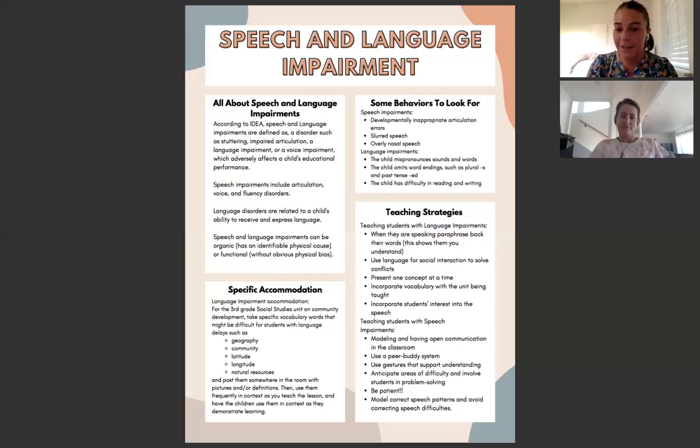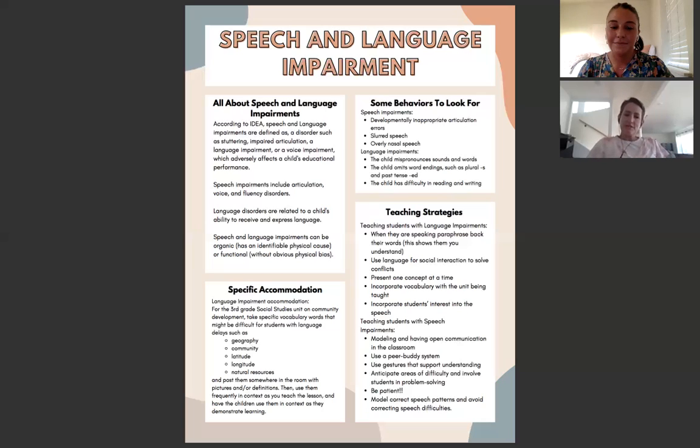And then incorporating students' interests into the speech. And then for speech impairments, modeling and having open communication in the classroom, using a peer buddy system, and using gestures that support understanding. And then being really patient with them is super important when you're a teacher of students with speech and language impairments.